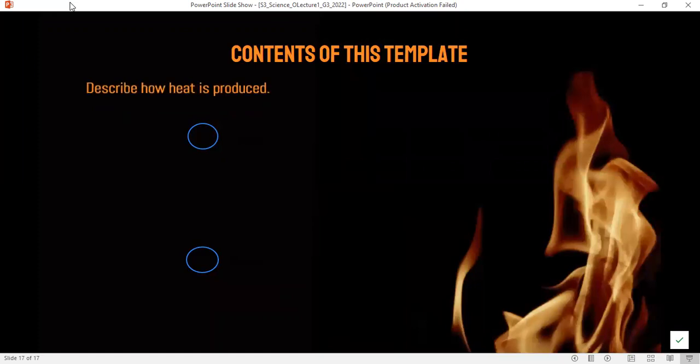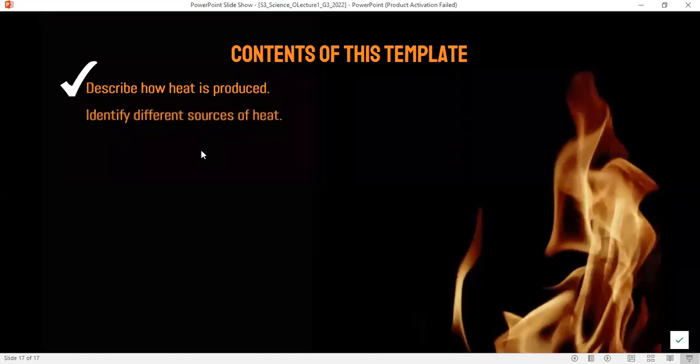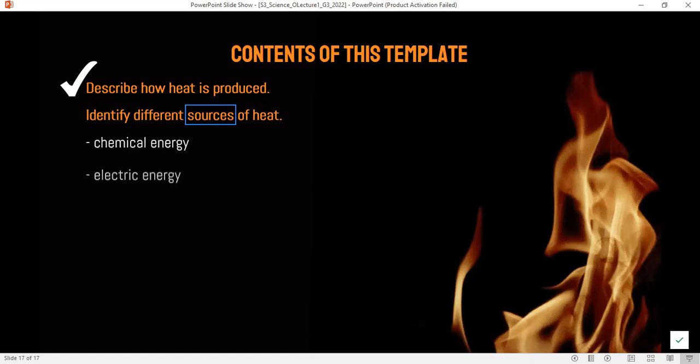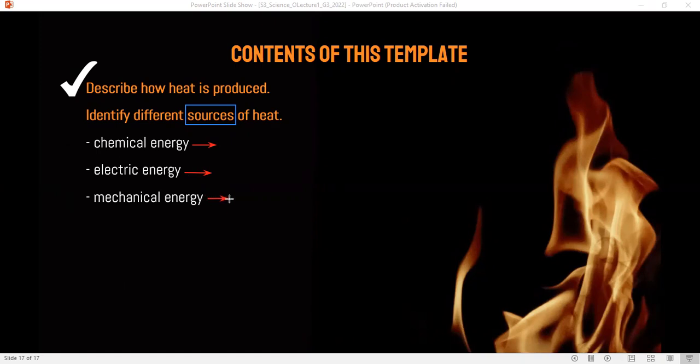So what did we study? What did we see in this video? How heat is produced. Heat comes from different sources of heat. The sun, the electric heater, the candle, fires are all examples of sources of heat. And different energy can be converted into heat. Chemical energy can turn into heat energy. Electric energy also can produce heat energy. Mechanical energy also can produce heat energy.